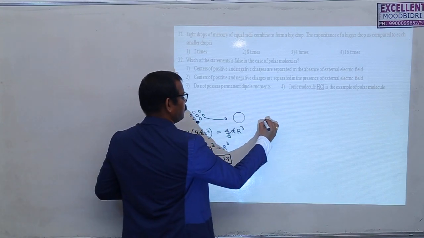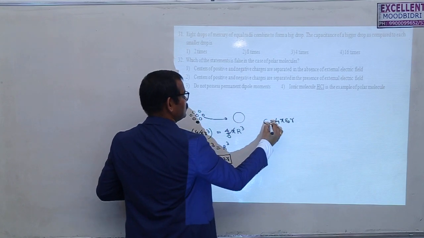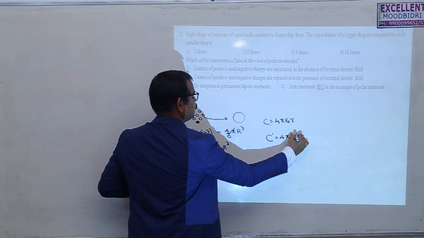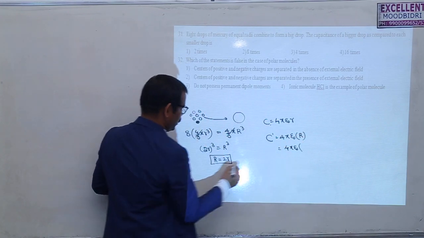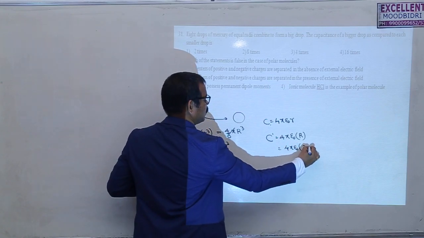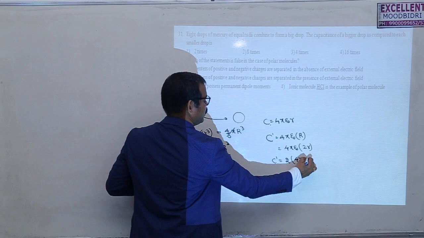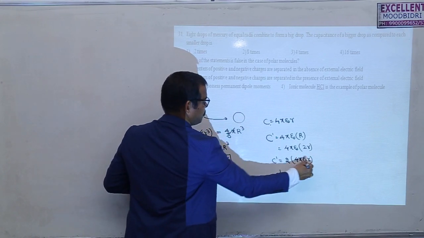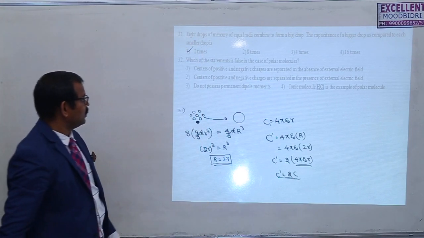We know that the capacitance of a sphere is given by 4π ε₀ r. This is for the smaller sphere. So for the bigger sphere, this will be 4π ε₀ R, which is equal to 4π ε₀ times 2r, since capital R is equal to 2r. So C' is equal to 2 into 4π ε₀ r. C' is equal to 2 into C. So capacity increases by 2 times in this problem.